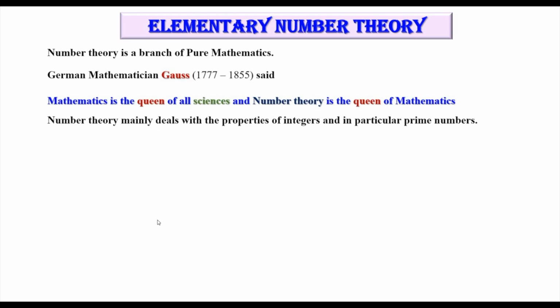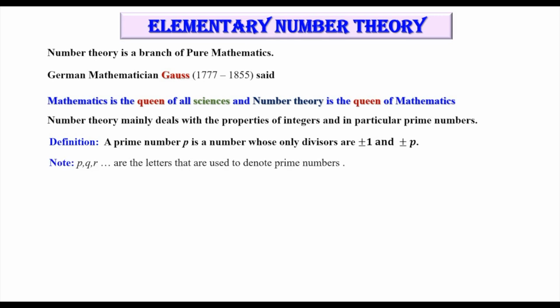Now, what are prime numbers? A prime number is a number whose only divisors are plus or minus 1 and plus or minus p. P, Q, R are the letters that are used to denote prime numbers. We have a few examples. We know that 2 is the only even prime, and 3, 5, 7, etc. are all simple prime numbers.